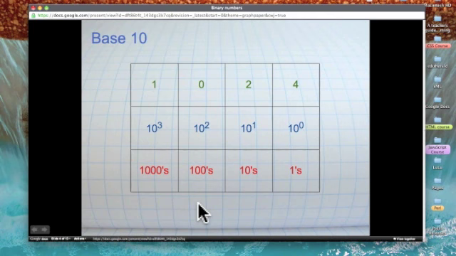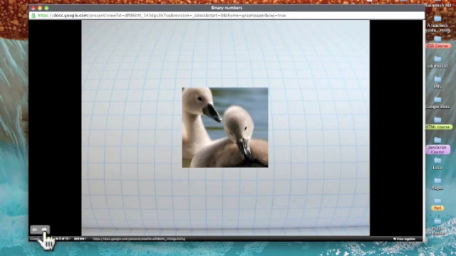The 0 is in the 100s place. The 2 is in the 10s place. And the 4 is in the 1s place. So we have the value 1024. But that's not the only way to represent a value. We could use another number base, and we're going to take a look now at the binary number system, or base 2.